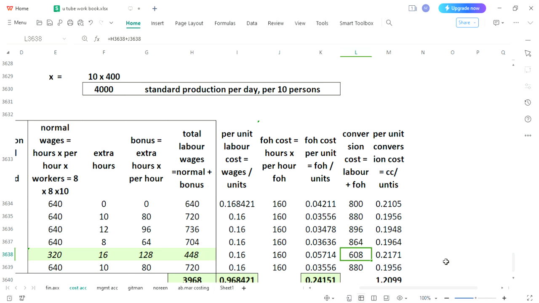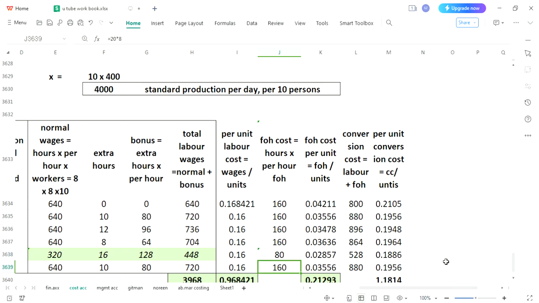608 was your conversion cost, labor cost, and FH cost. FH was 160 and labor cost was 448. Let me see, yes, calculations are okay. FH cost, yes, this was the reason, and we need to make it half. Why? FH cost was for 4 hours only, because Friday was the half day. Let's make it half by multiplying by 0.5.